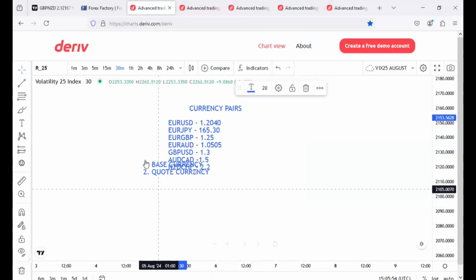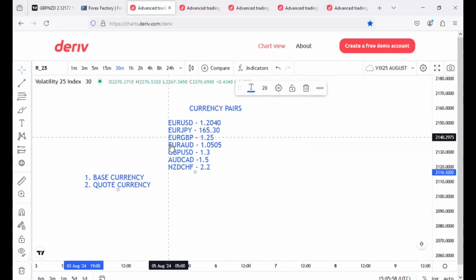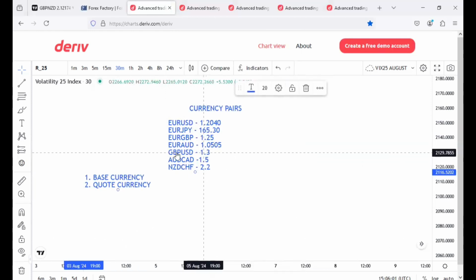Let's just use this for example. Let me move this down. So in this instance, what this means is that for you to buy one GBP, you need 1.3 US dollars. This is what it means when you see it in the market. So it means that for you to buy one GBP now, you need $1.3.